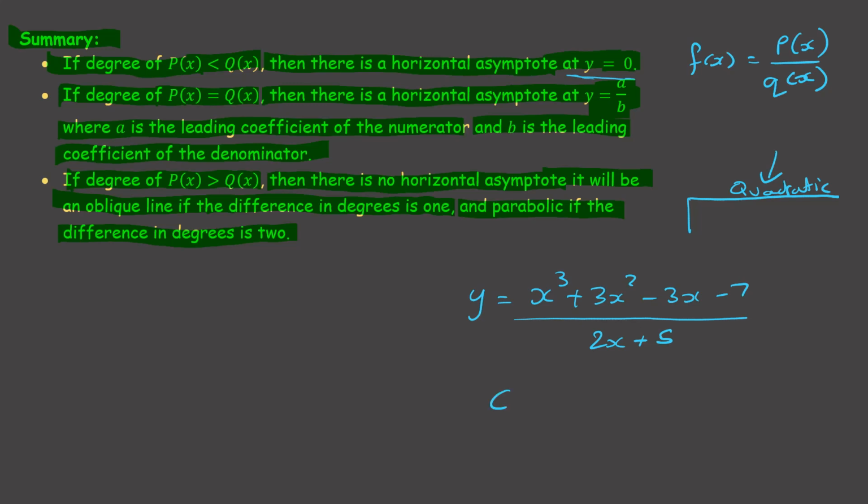It's called a curvilinear asymptote. But it isn't in the course, so you don't need to know about that. You only need to know about oblique linear asymptotes.